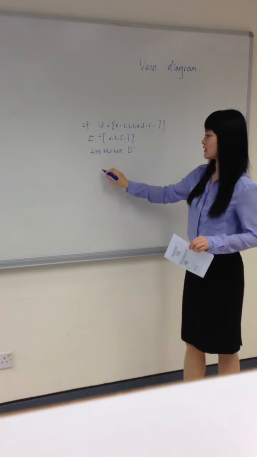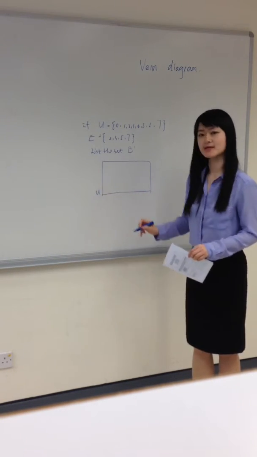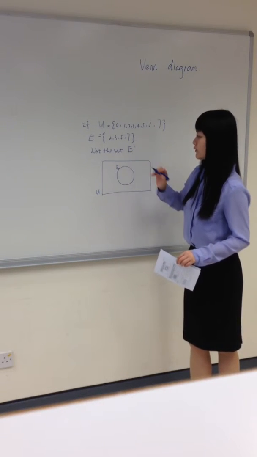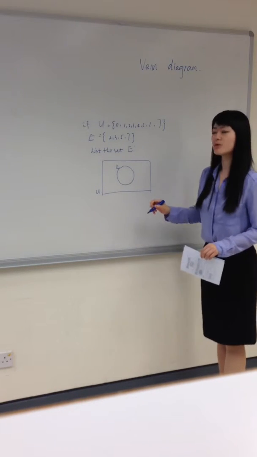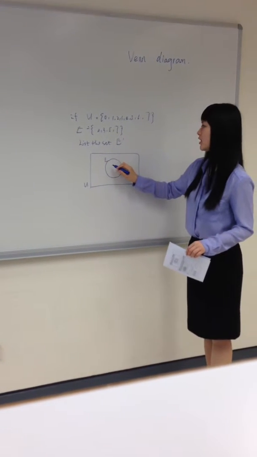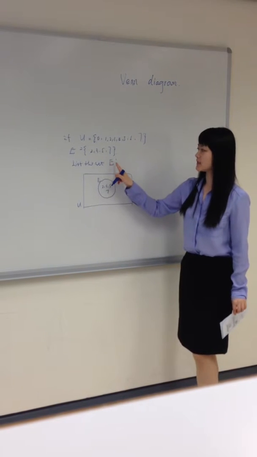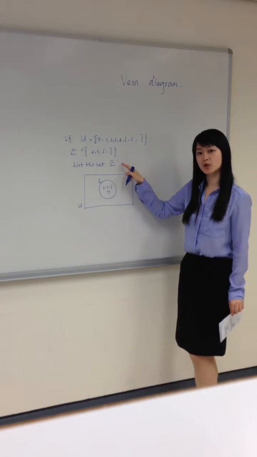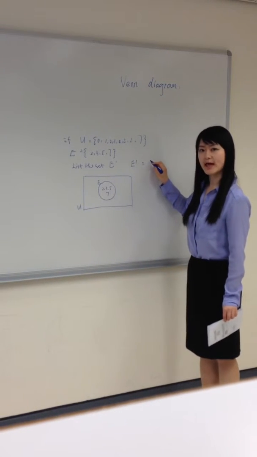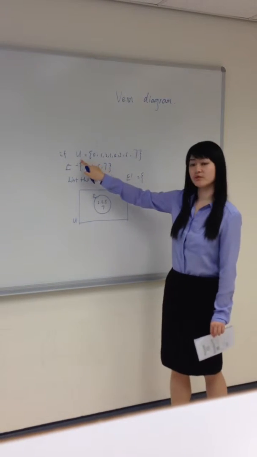Now, first of all, we draw a rectangle to represent the universal set, okay? And we draw a circle which represents the set E. And we fill in the circle with the elements in set E that are 2, 3, 5, and 7. And the E complement, last time we learned E complement. E complement consists of all the elements that are not in set E, but are in the universal set.